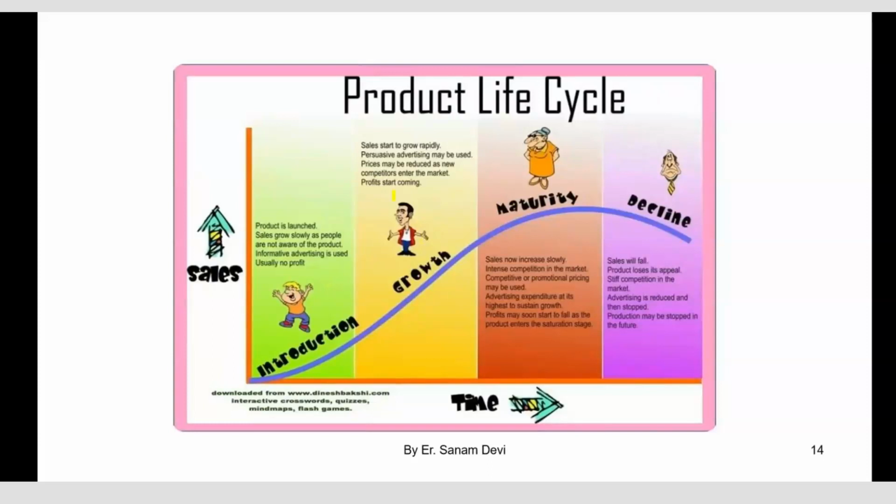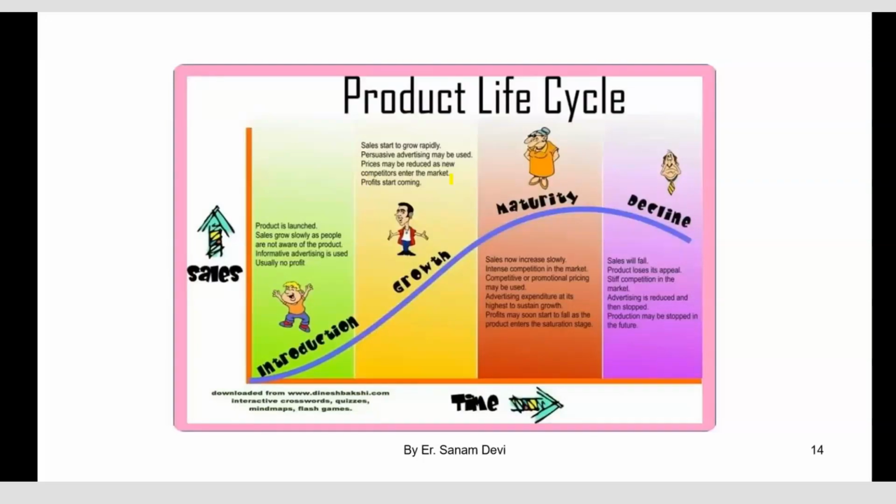In growth stage, sales start to grow rapidly. Means everyone will know about that one. Everyone knows about the advertisement we did in introduction stage. Sales start growing equally. Advertising may still be huge here. Your prices may be reduced. Okay, because no more advertisement is required. But here advertisement is required.